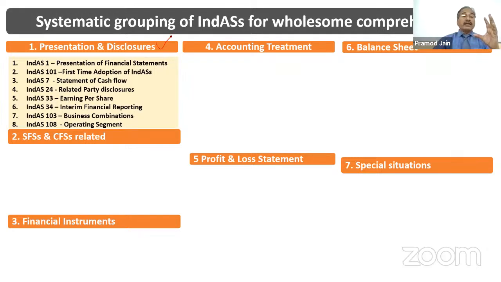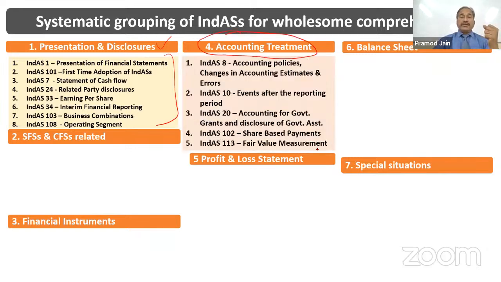So there are 8 accounting standards that you should be aware of as a non-finance professional. You should be aware that this is the accounting standard and this is what it covers. But if you are a finance professional, of course, it is expected. Then the second category, treatment, there are 5 accounting standards that we need to be aware of.